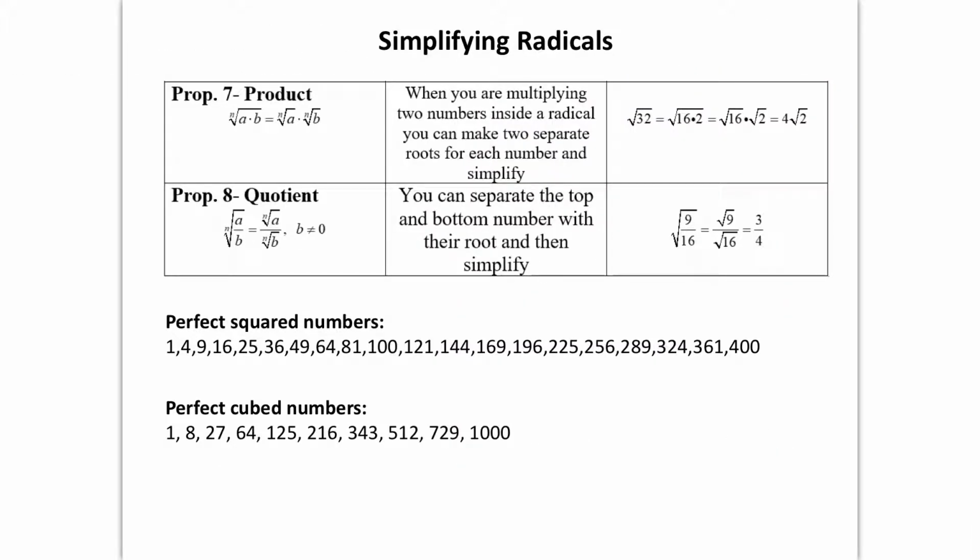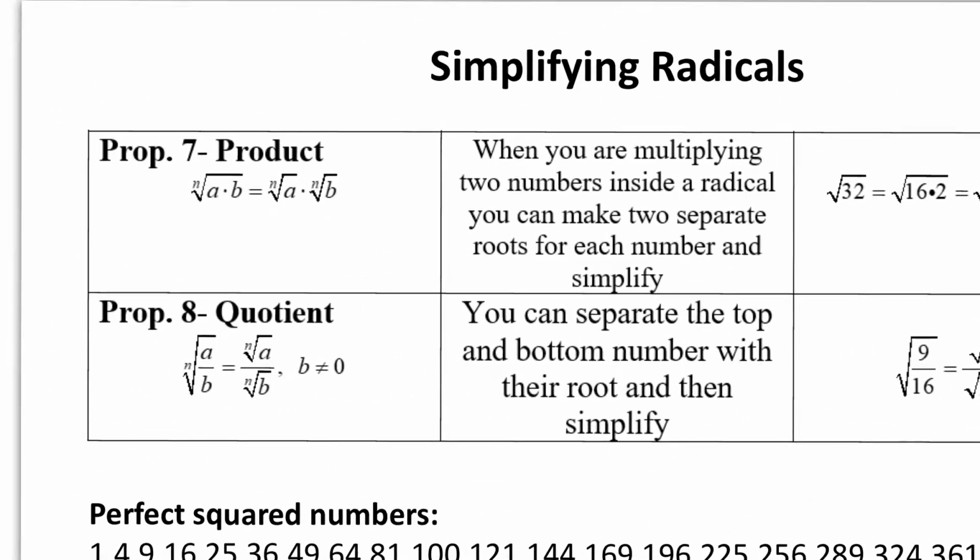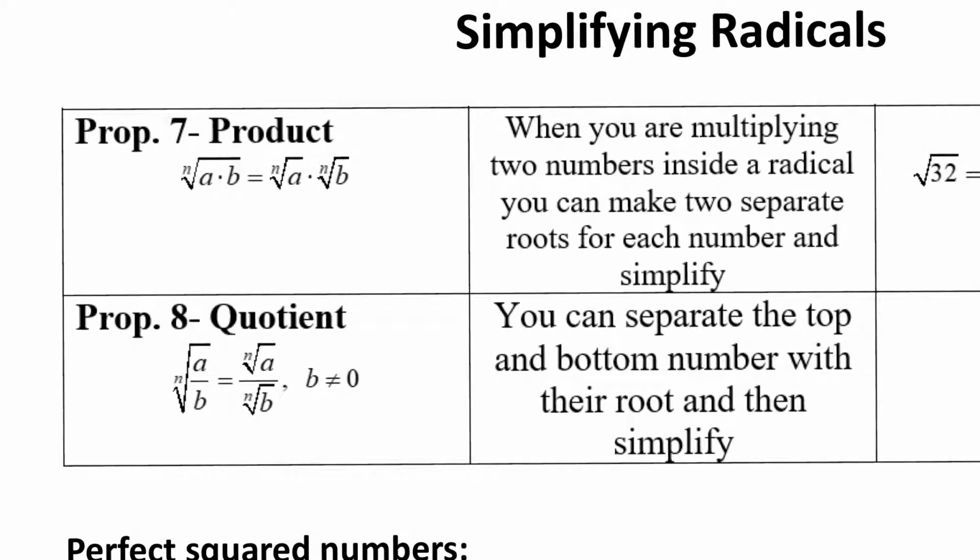On the screen, you see the product property and the quotient property. Just a quick review on the product property when you want to simplify radicals. If you have numbers inside of the radical, you see right here, two numbers multiplying, you can separate the two radicals and simplify each one of them. So you take the first number with its radical, and the second number with its radical. Sometimes you are able to multiply a perfect square number with some other number inside of the radical.